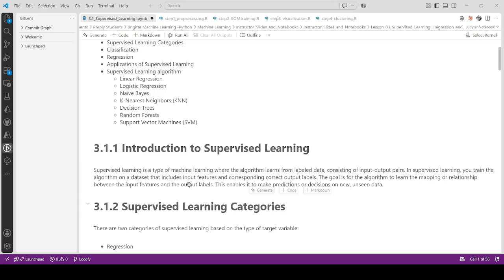In supervised learning, you train the algorithm on a data set that includes input features and corresponding correct output labels. The goal is for the algorithm to learn the mapping or relationship between the input features and the output labels. This enables it to make predictions or decisions on new unseen data.